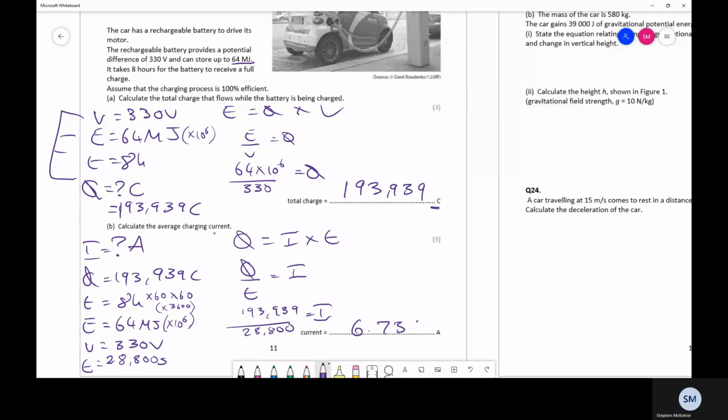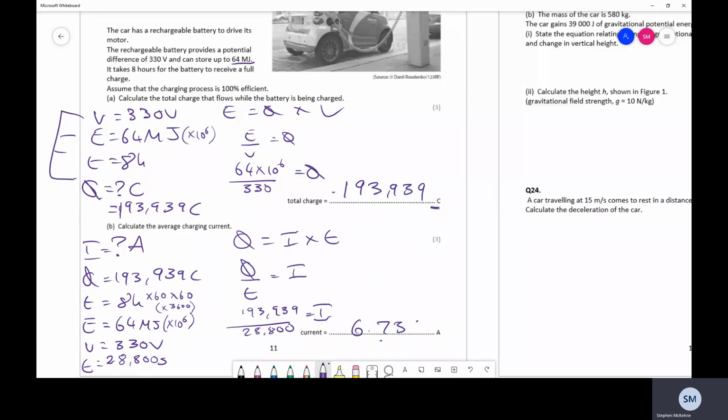Now, is that correct? Let's have a look. I've got this number up here, 193,939. Does it ask for significant figures? It does not ask for significant figures. It is holding whole numbers, though, so that might be an issue. It is not asking for anything significant figures. No, I can keep that the way it is.